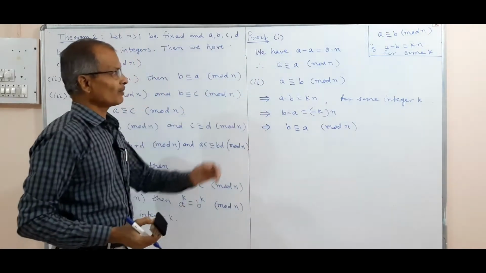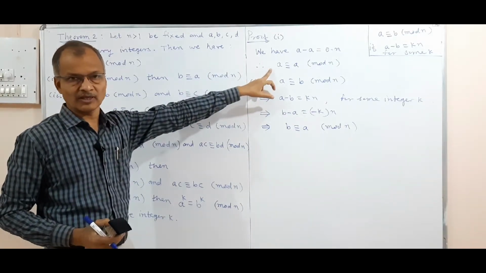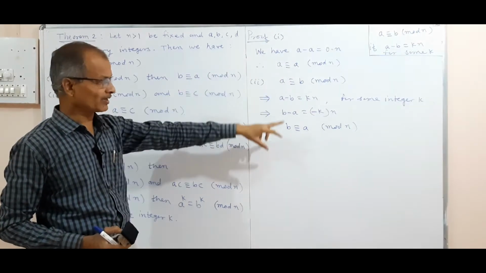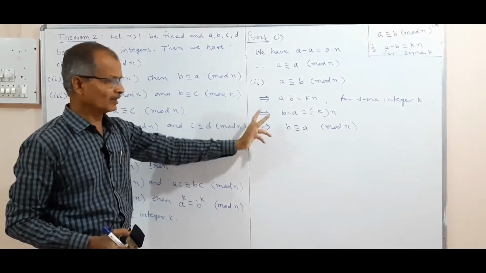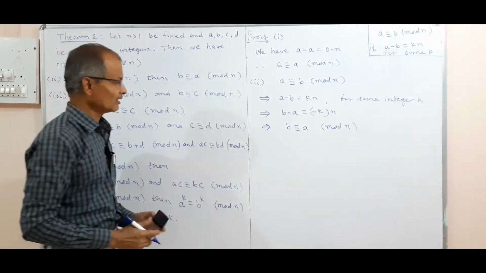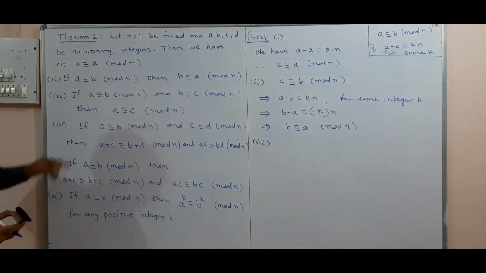This first property, a is congruent to a itself, is the reflexive property, and this second property is called the symmetric property. If a is congruent to b, then b is also congruent to a. Second, we have proved.